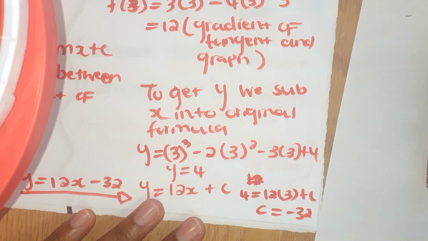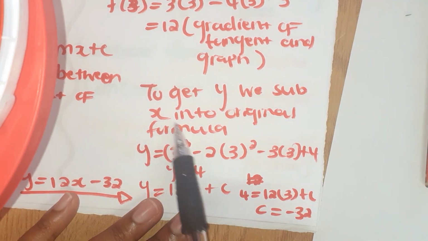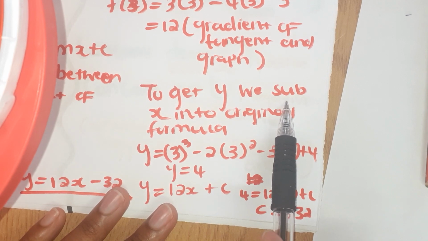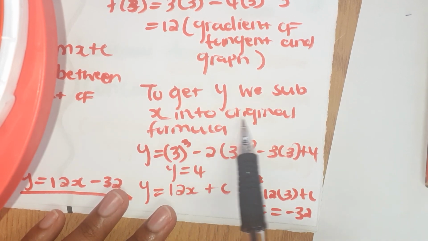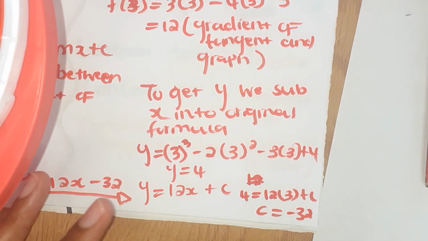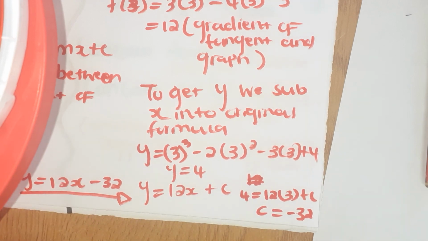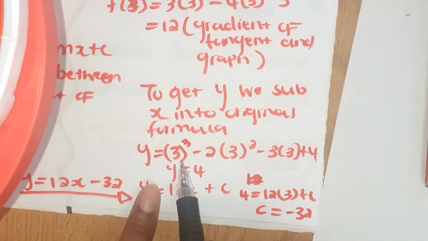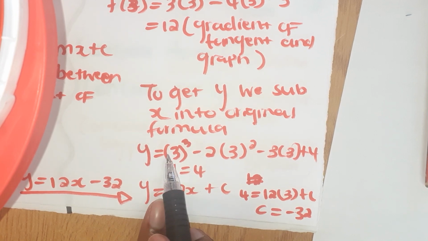So we know the value of x there. Now to get y, we substitute x into the original formula. Which one is the original formula? That long one before the derivative. We substitute that value that we have as x, which is 3. Then we'll find y at that point.